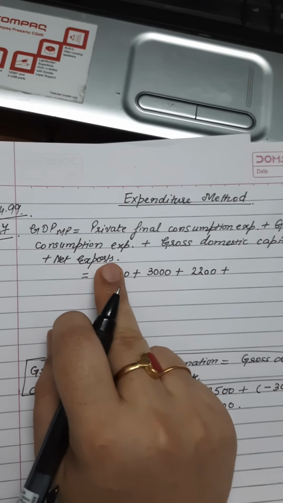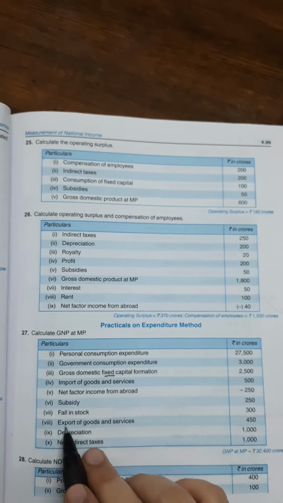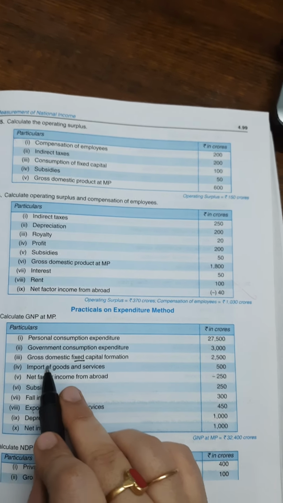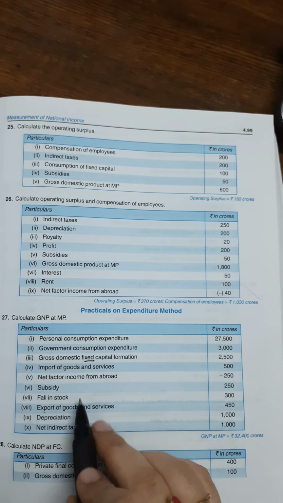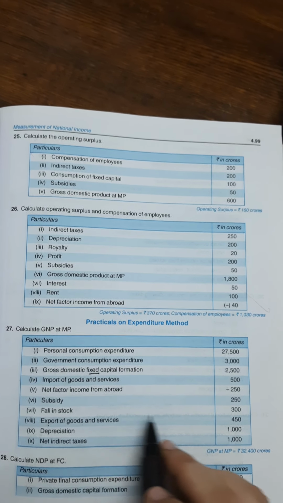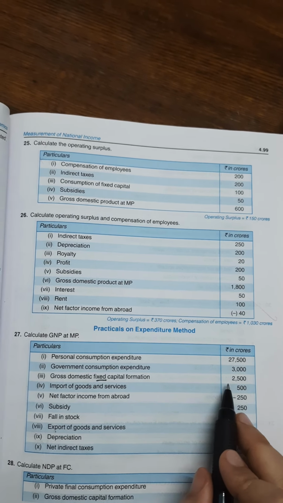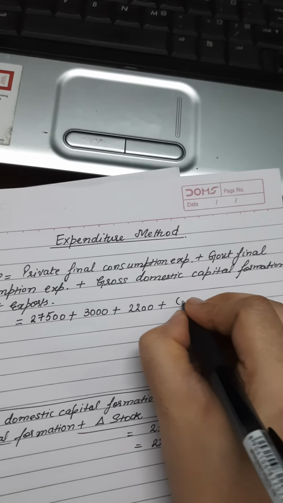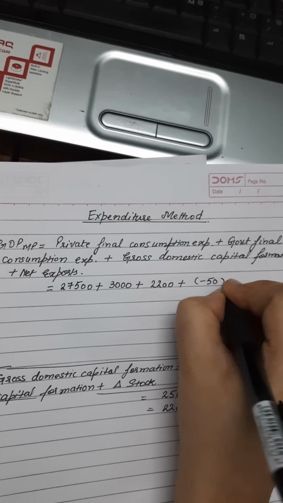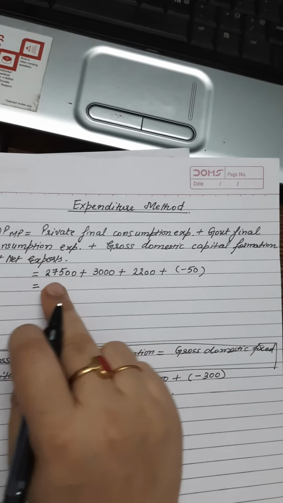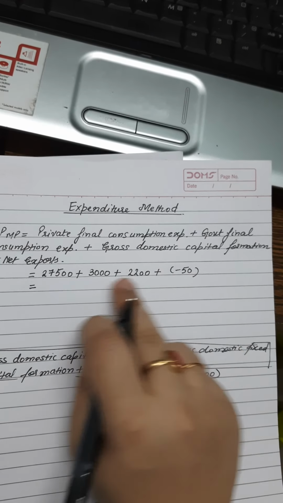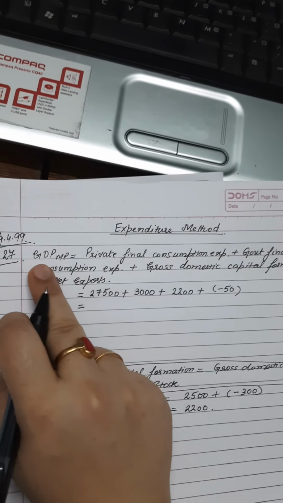Then net exports. Net exports you get by export of goods minus import of goods. So 450 minus 500 is how much? Minus 50. So I will just add the values and reduce 50. I will get the value of GDP MP here.